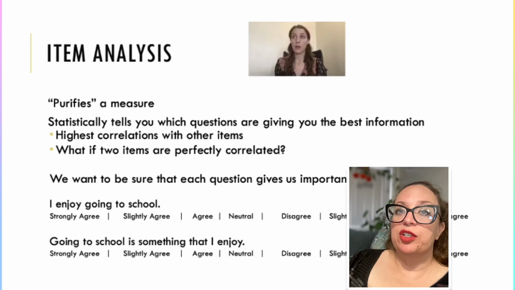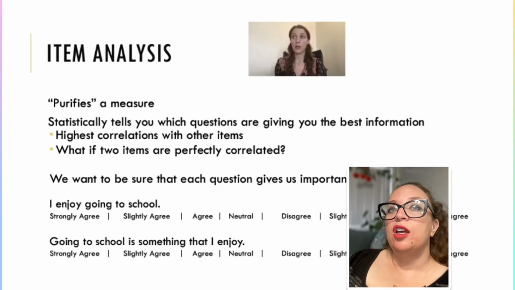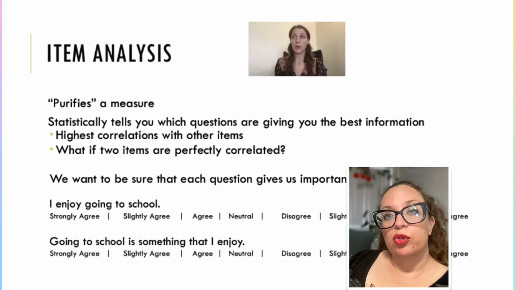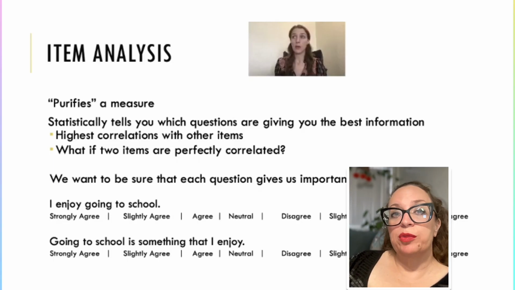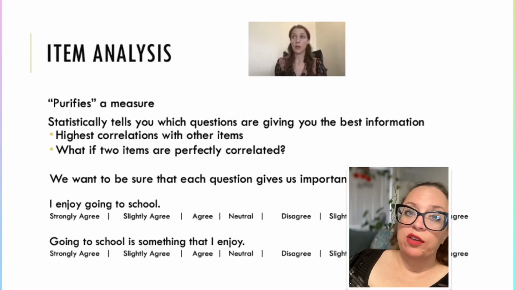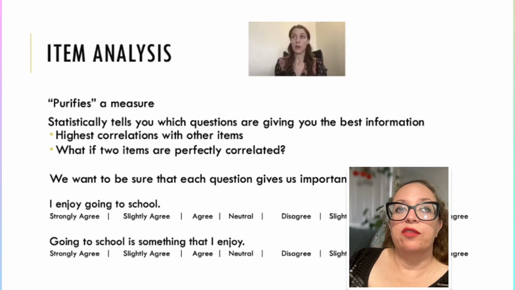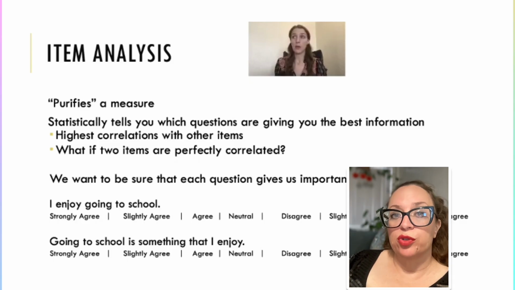Item analysis can be done in a number of ways, but we're basically trying to purify a measure. These are supposed to tell you how good the information is that you're getting from each individual question. You might have two questions that aren't exactly the same, but they're yielding exactly the same results or responses. So I have two examples here at the bottom. I enjoy going to school, and going to school is something that I enjoy.